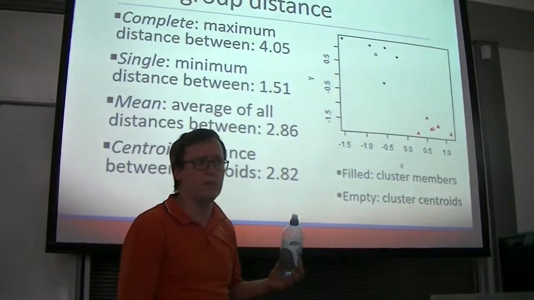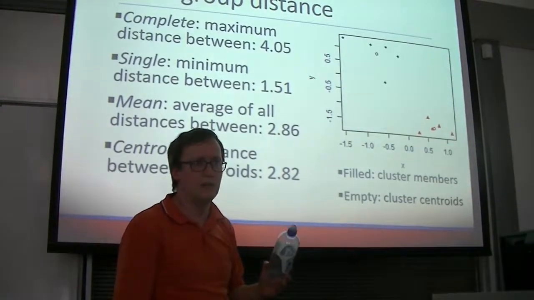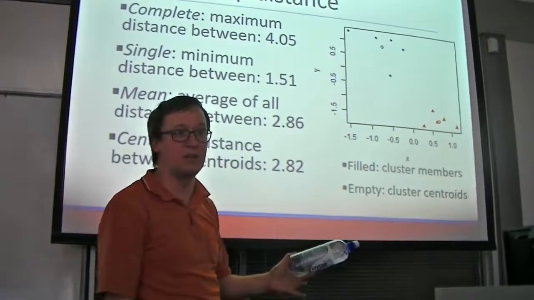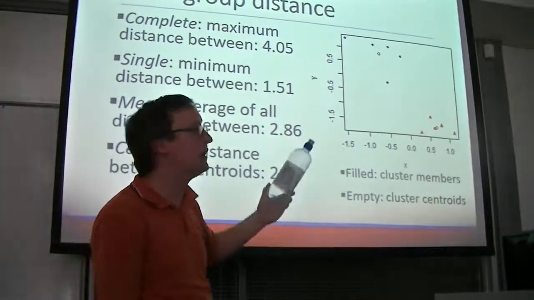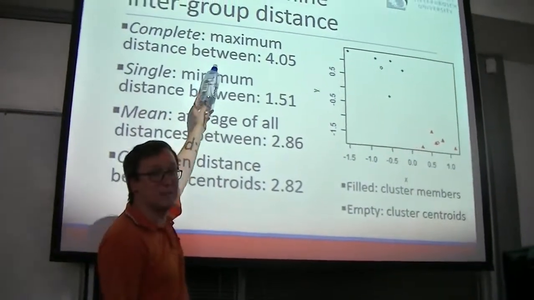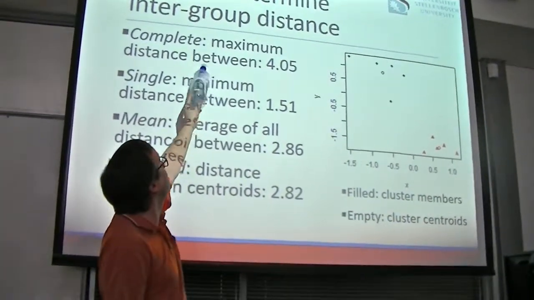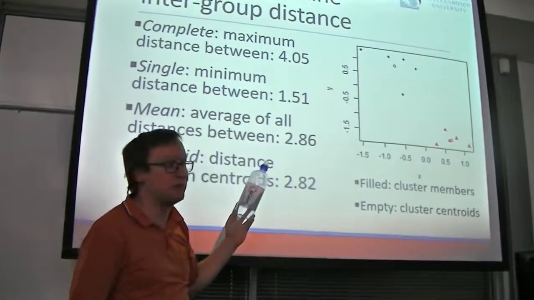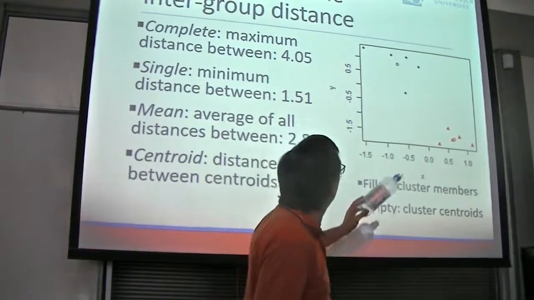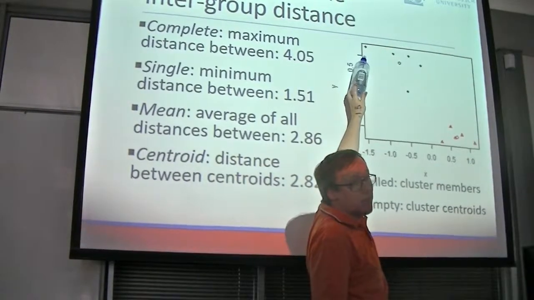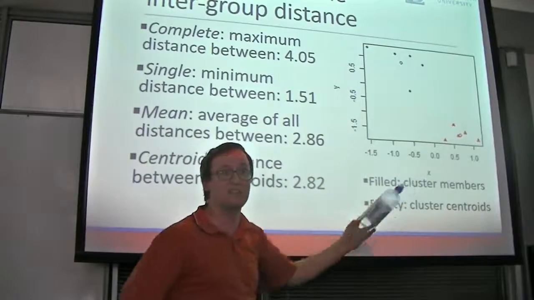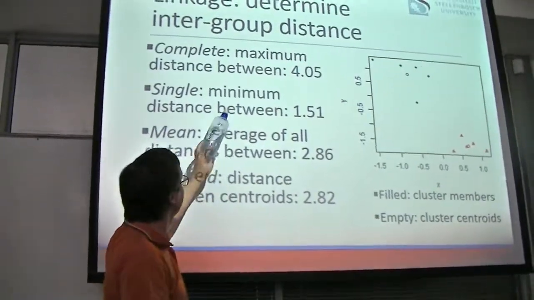Each black point can associate with each red point, and there are 5 of each. 25, exactly. So this is a really simple case. Each red against each black gives us 25 different points of comparison. I ask, what is the maximum one of those if I'm using the complete linkage approach? And we see that in this case, it's 4.05, which corresponds to this black point all the way up here and this red point all the way down here. That distance gives us a 4.05 here.